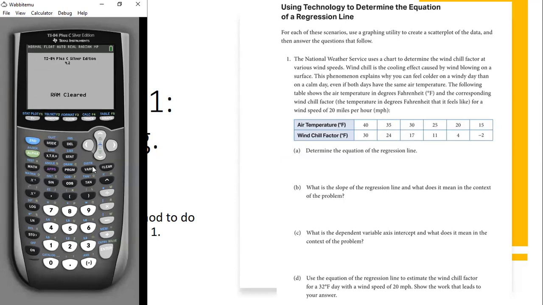I'm going to enter the stat editor. To get to the stat editor, I'm going to go to stat. The stat button is below the delete button. So I'm going to press stat, and I'm going to go to edit. Okay. Once in edit, I'm going to determine which values to put in. So L1 is typically your independent, so it's going to be my X. L2 is going to be your dependent, your Y. So I'm putting this guy into L1 and this guy into L2.